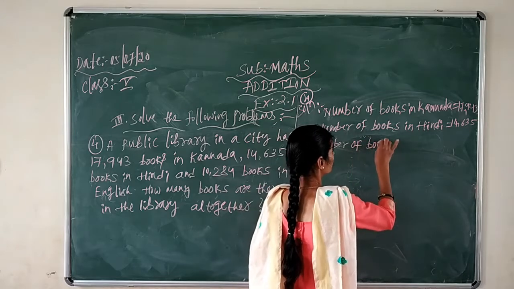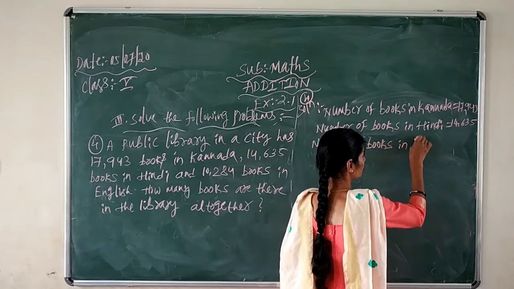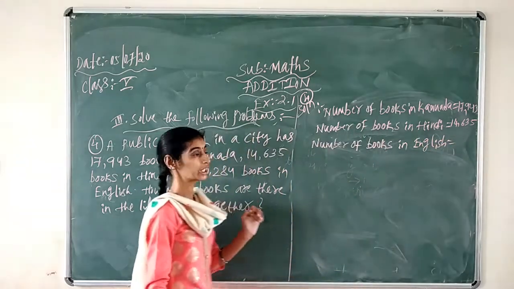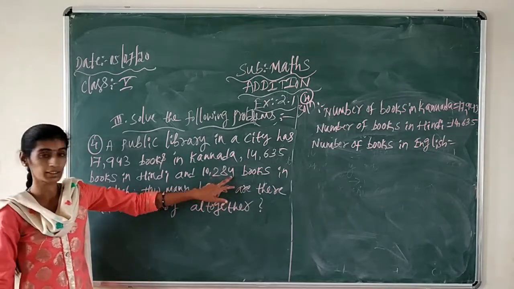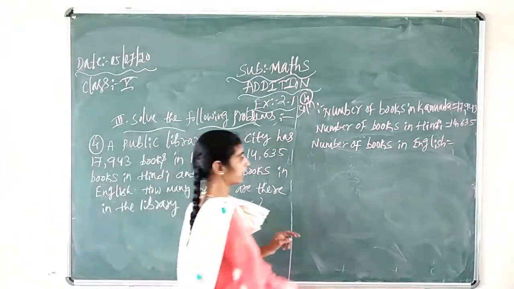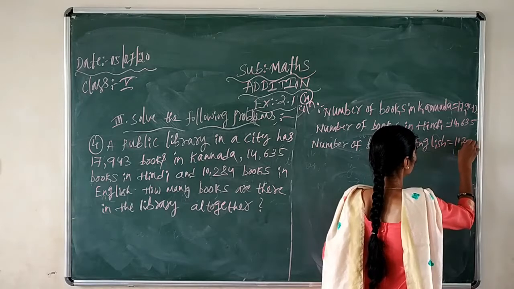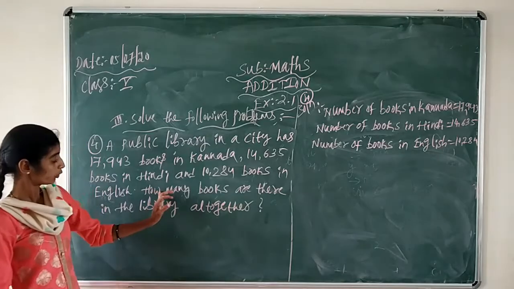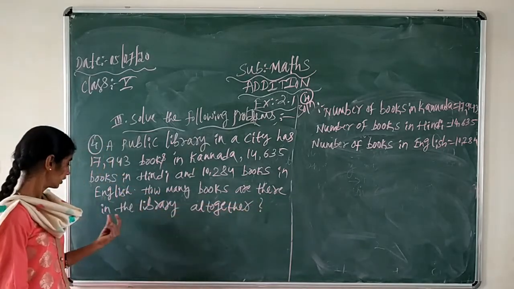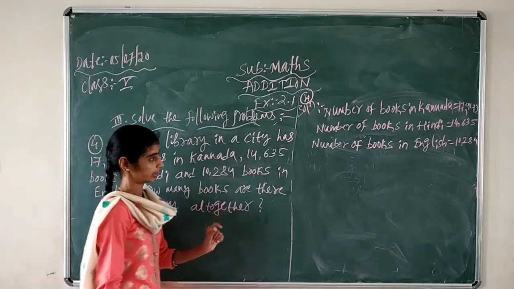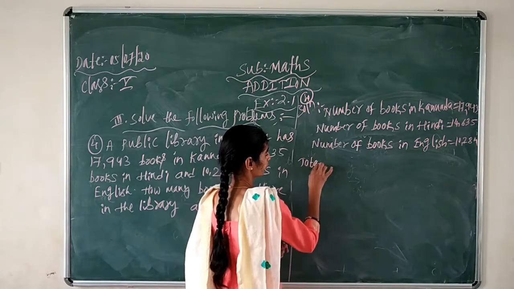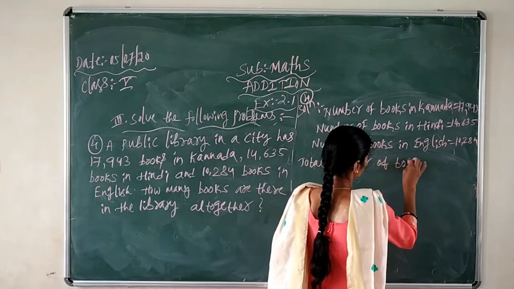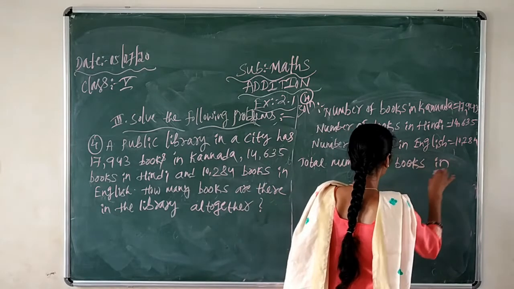Next is number of books in English. So number of books in English are how many, children? Yes, you all can see 10,284. So 10,284. Now, how many books are there in the library altogether? Next, total number of books. Total number of books in library.